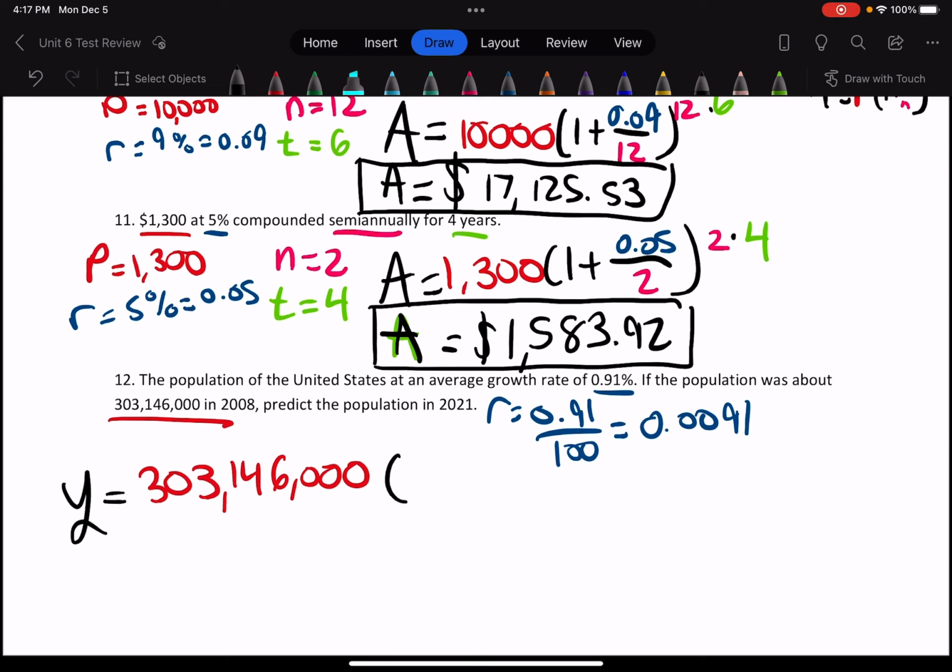And this is a growth, so I'm going to do 1 plus my rate. Now, I'm not compounding this amount any. This is just a simple growth problem. So I've got to add my rate of 0.0091, close parentheses. But now my time, I started in the year 2008, and I want to look at my population in the year 2021. So that means that's going to be 13 years that have passed. In my calculator, I've got 303,146,000. I'm going to multiply that by 1 plus 0.0091 raised to the 13th power.